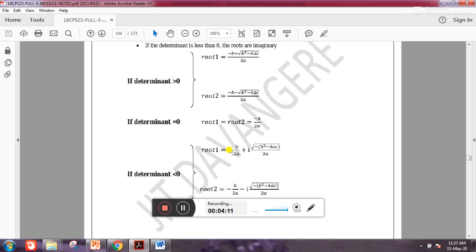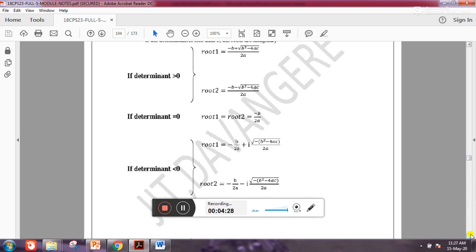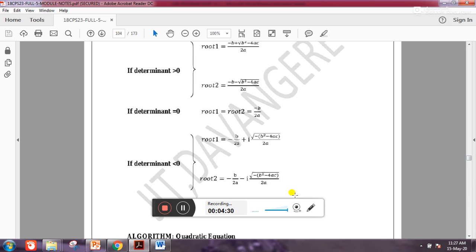Root 1 is equal to minus b by 2a plus i, which indicates imaginary, square root of minus b square minus 4ac divided by 2a, and then root 2 is equal to minus b by 2a minus i, imaginary. It can be any imaginary value you can imagine. That's why we call it imaginary. And then i into square root of minus b square minus 4ac divided by 2a. So these formulas are very important.